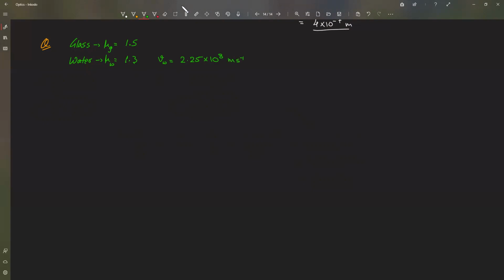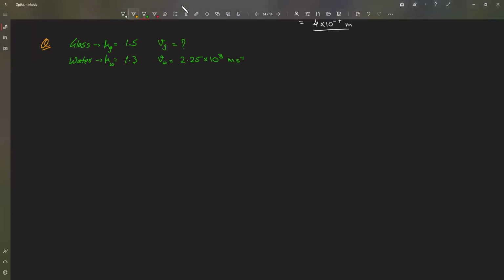And see, these problems are straightforward. You just have to substitute the values, so you cannot afford to make mistakes in calculation. That's why complete the calculations. If you are making mistakes right now, that's completely okay. What is the speed of light in glass? That is what you have to find here.